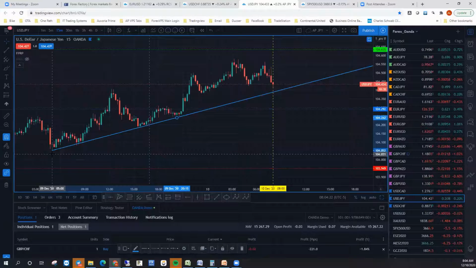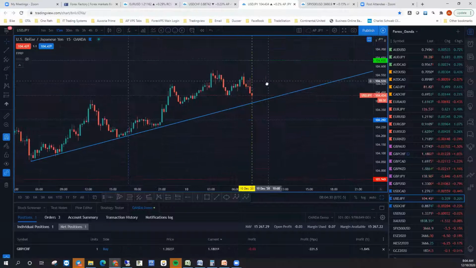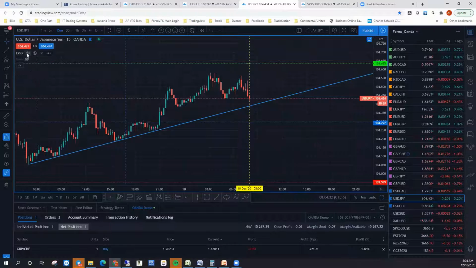This looks pretty good right here. Here's an anchor, here's a hit, here's a hit, here's a hit. This trend line is validated. As this thing comes down, we can expect it to bounce off of this trend line. And if we look and see where we have some support levels, we have these Fibonacci lines right here.